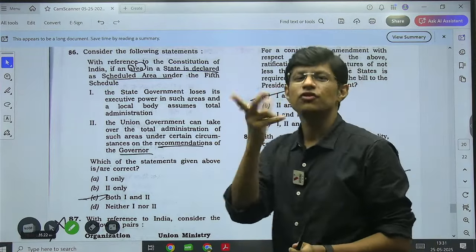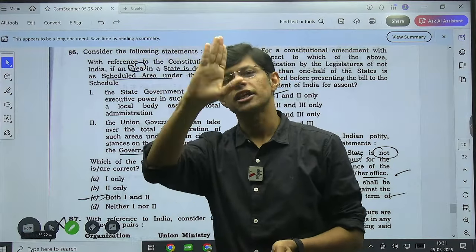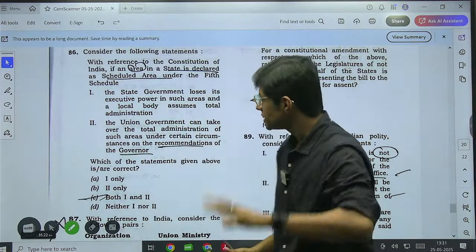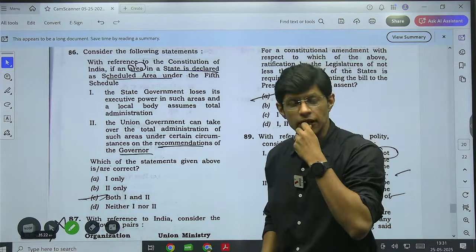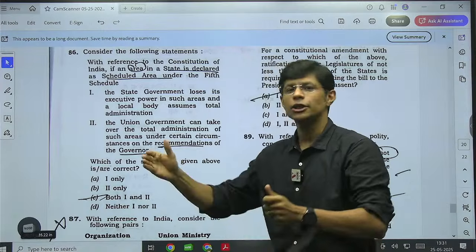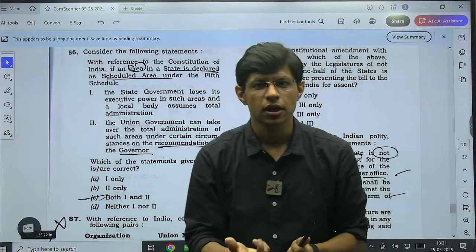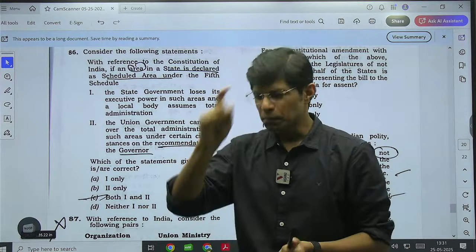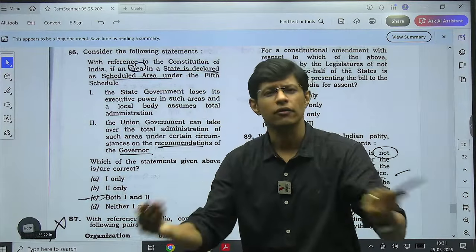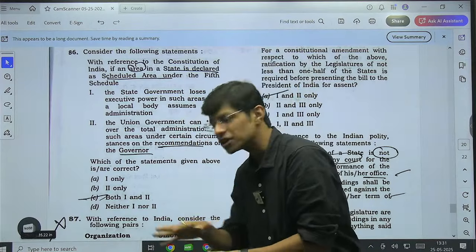Now this is a confusion that many students have. When it comes to 5th and the 6th schedule, they think that the state government has absolutely no power. This is absolutely wrong. See students, when it comes to 5th schedule, the governor can make certain regulations for the peace and good governance. For example, with respect to how the land can be used. But nowhere does the 5th schedule mandate that the state government will lose complete power. The state government has the power with respect to administration over the scheduled areas.